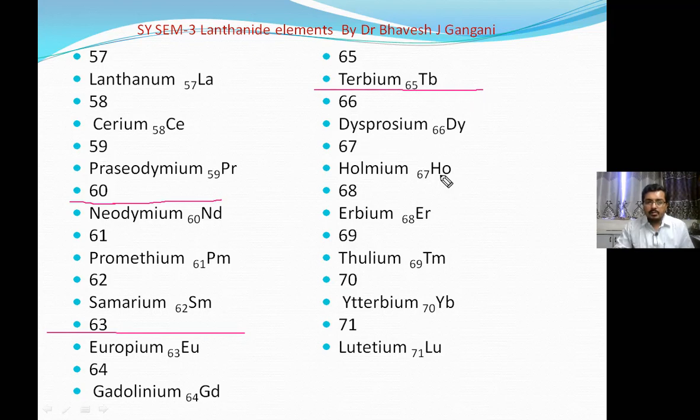Then after, dysprosium, holmium, erbium. Name of this: dysprosium, holmium, erbium. And the last set of 3: thulium, ytterbium and lutetium.